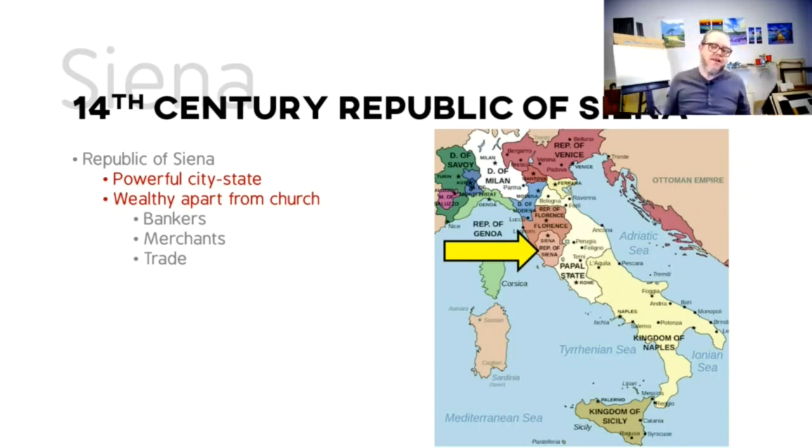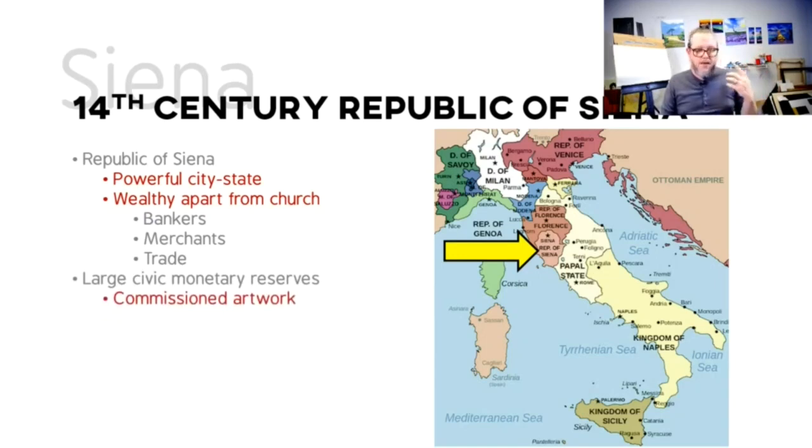Now you have enterprising individuals, bankers, merchants, people who are building ships, who are investing in trade with other city-states, other countries, other parts of the world, other continents. And these are individuals who are doing their own thing. The city-state becomes wealthy as a result of their efforts, and it has nothing to do with the church. This meant that there were large sums of monetary reserves that could then be used for things like commissioning artwork.